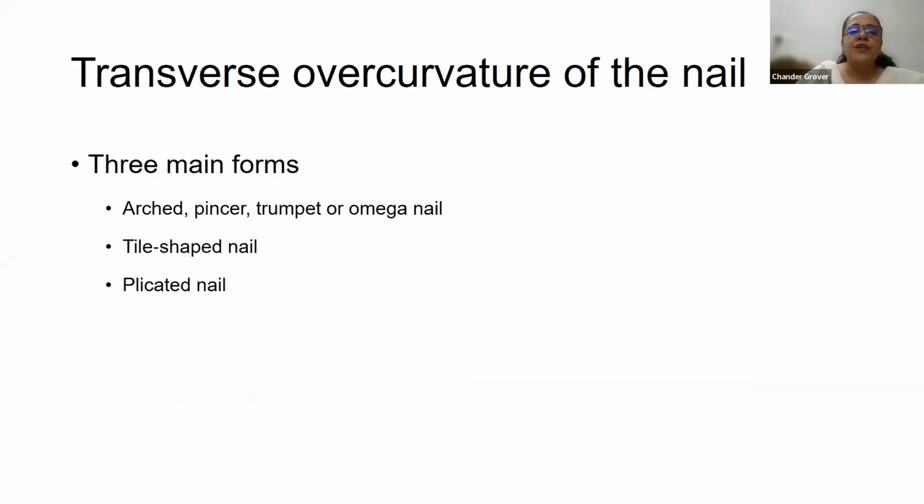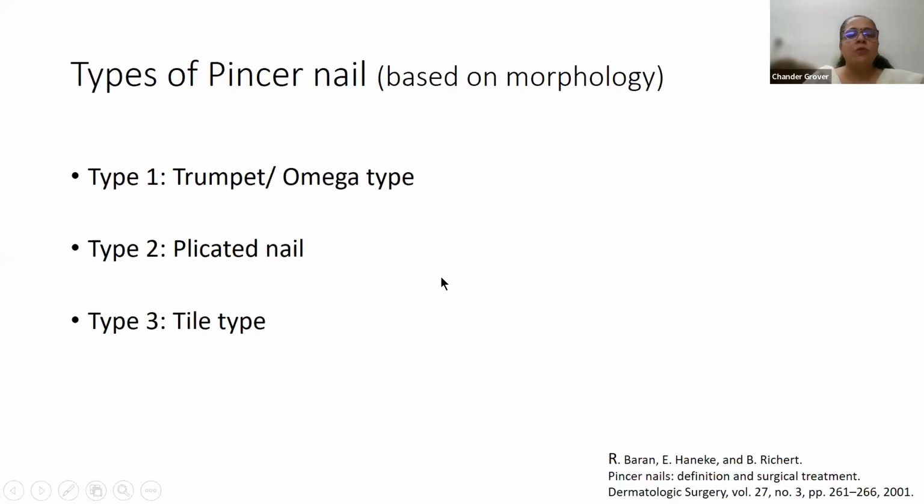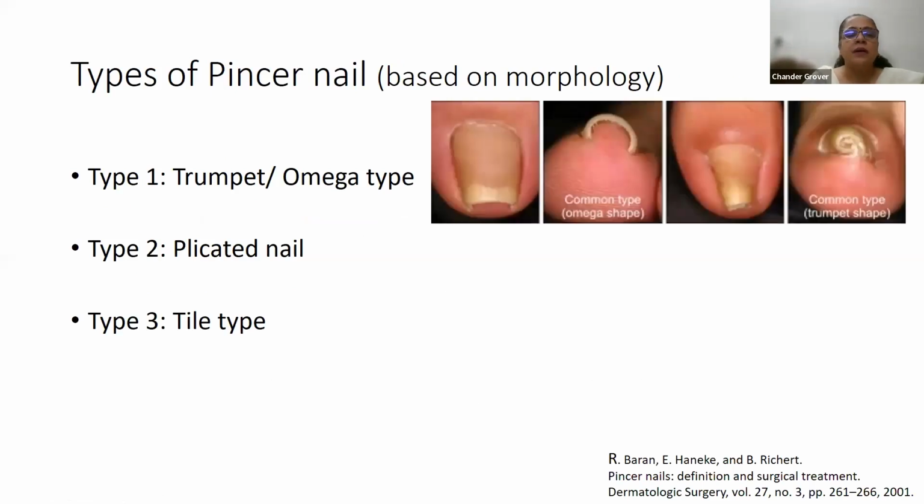Then transverse overcurvature of the nail. I'm not talking about clubbing, but something which is visible end on. You examine the nail from the end and you see this normal smooth curvature has become overcurvature. This can happen in three different forms. One we know as the pincer nail, the second we call the tile-shaped nail, and the third we call the plicated nail. Pincer is something like an omega nail. The whole thing becomes rounded. So this is known as the trumpet or the omega type of nail.